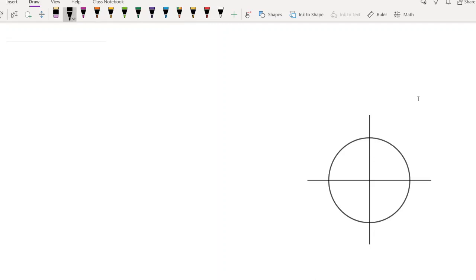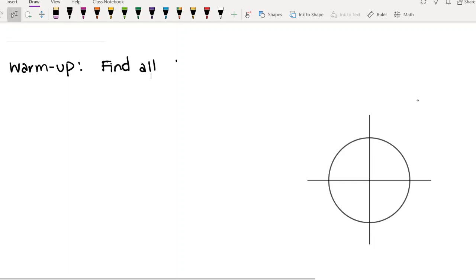And so before we get into those examples, I'd like to do a warm-up. This is going to be something similar to what we were doing in yesterday's video, but I think it would be good to have that fresh in our mind so we can see how solving these other equations is both similar and different.